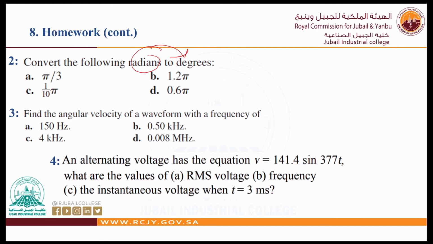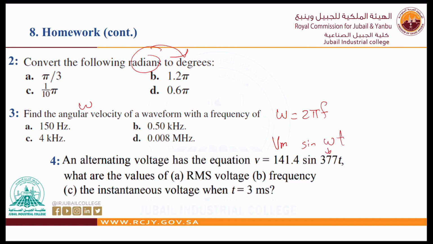Find the angular frequency, omega, of the waveform of frequency f. We know that omega is equal to 2 pi f. Use the math. The last question is: an alternating voltage has an equation of V equal to 141.4 sine omega t. So this is V maximum, this is sine, and this is omega t.